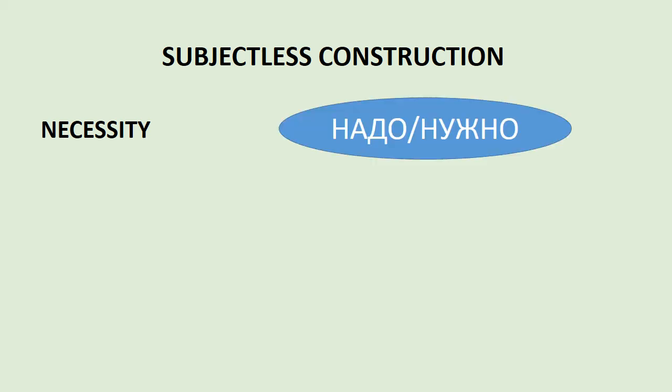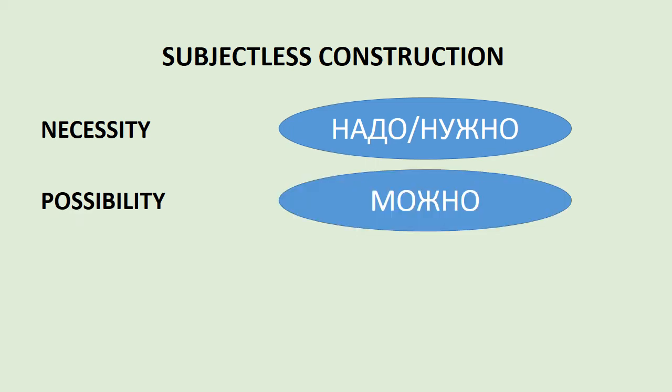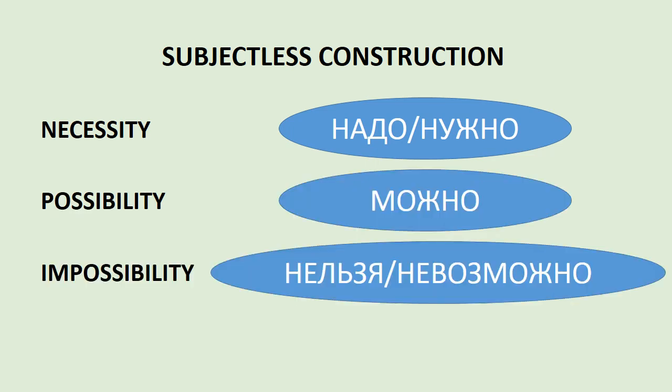Let's move on to another function of the dative case, its use in the subjectless constructions. When you need to express necessity in English, you would probably say something like it needs to be done, using it as a formal subject. In Russian, you would say надо or нужно, but without a subject. To express possibility, we would use the word можно, impossibility, нельзя or невозможно.